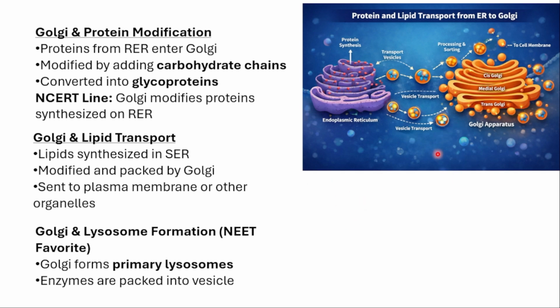How is it going to be detached? Because it is packed. Enzymes are going to be packed in the form of vesicles. Then that vesicle is turned into a lysosome. This is the main important thing you should know. So the primary lysosome was formed by whom? Golgi. And the primary lysosome has what? Enzymes. Lysosome detailed structure I am going to explain today. So this is all about what?